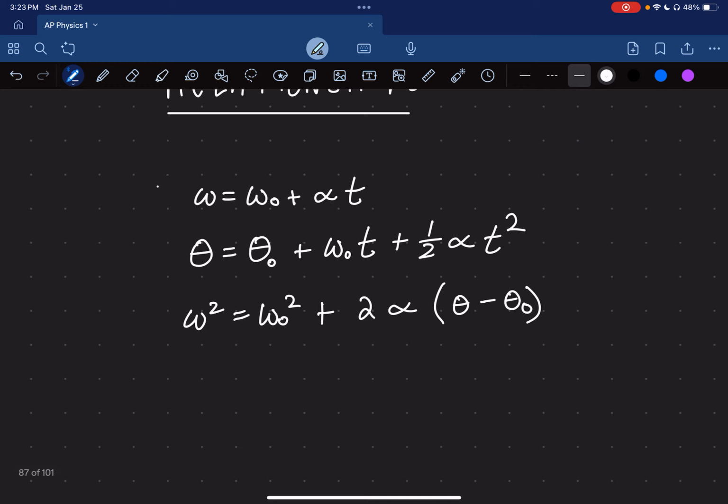And all of these only work when your angular acceleration alpha is constant. And so if it's not constant, you can't use these, or at least you can't use them and get a correct answer.